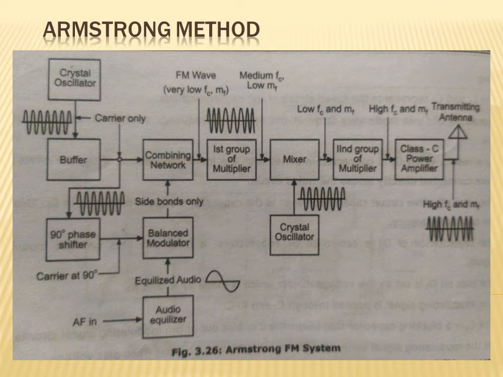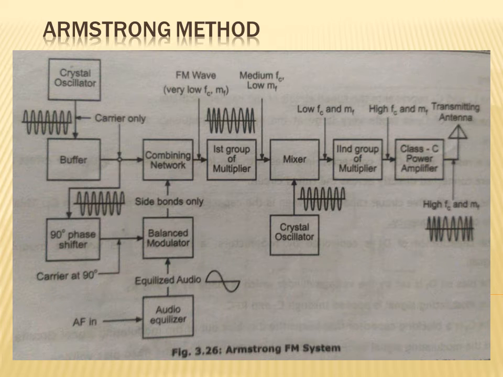Okay, next one, it is the audio equalizer. AF input is applied to the audio equalizer, that is the modulating signal, which is amplified, and the amplified signal is given to the balanced modulator.